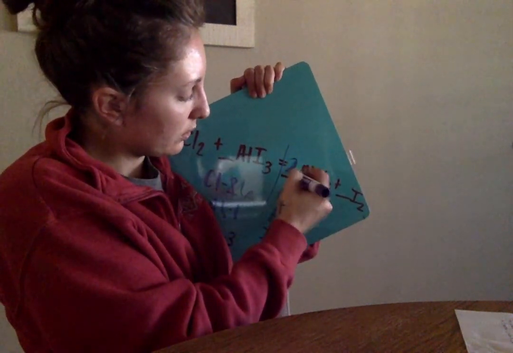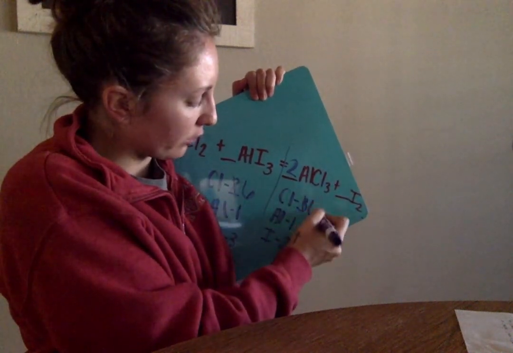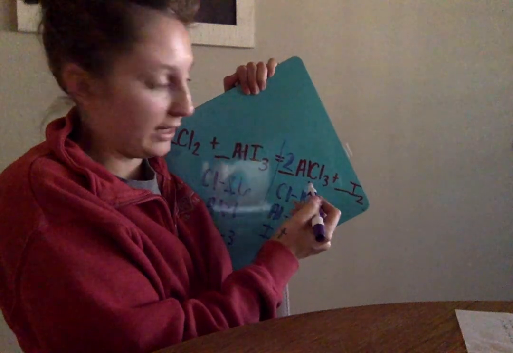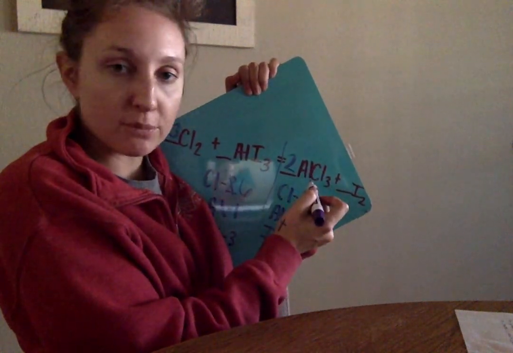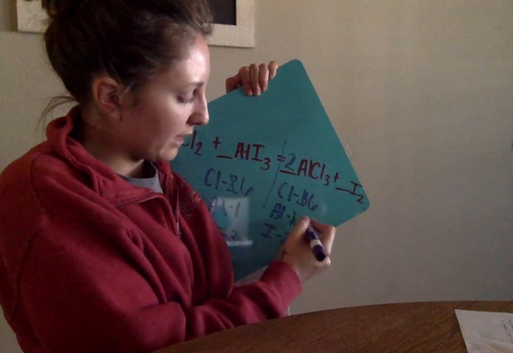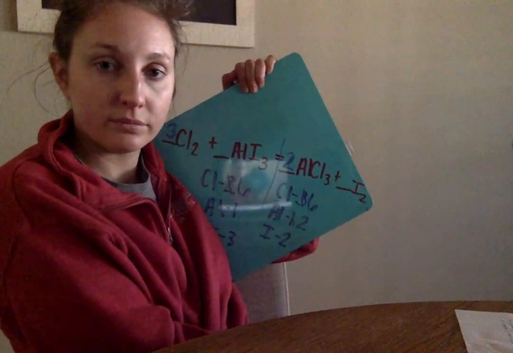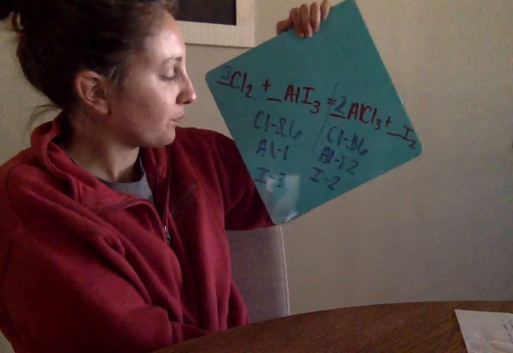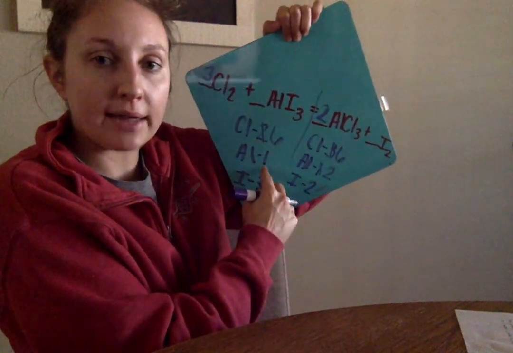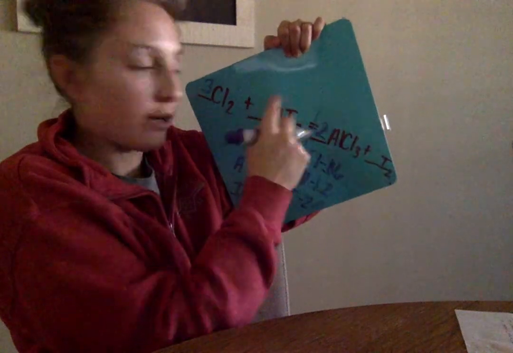So 2 times 3, I now have 6 chlorines, but this 2 also changed aluminum. Aluminum doesn't have a subscript, so it's like multiplying by 1. So 2 times 1 gives me 2 aluminums. Now my aluminums are off. I have 2 on my product side, 1 on my reactant side. I'm going to put a 2 here to get those even.